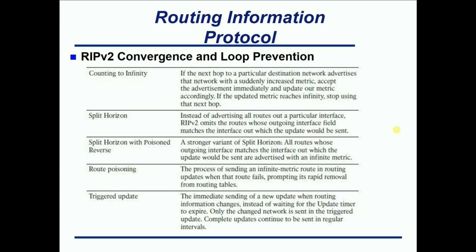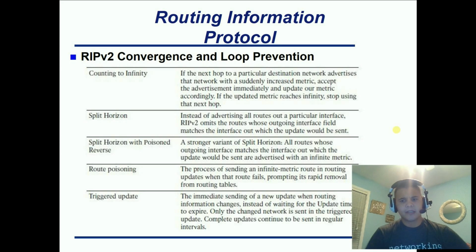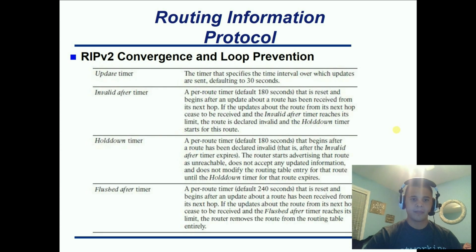Then route poisoning: when a route fails, I'm going to immediately send an infinite metric to my neighbors, prompting its rapid removal from the routing table. And then triggered updates is the immediate sending of a new update when routing information changes, instead of waiting for the update timer to expire. Like I said before in the basics, RIP will send an update every 30 seconds. But what happens if something changes? Well, I'm going to send an immediate update rather than waiting 30 seconds. So that's what that's all about.